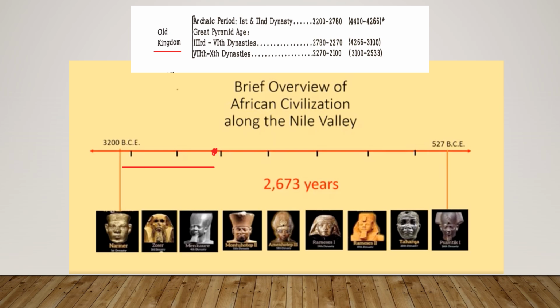So, a brief overview of the African civilizations. We're going to begin with the Old Kingdom. The Old Kingdom lasted from 3,200 before the Common Era to 2,100 before the Common Era, which is a total of 1,100 years. In that 1,100 years, we had 10 dynasties.